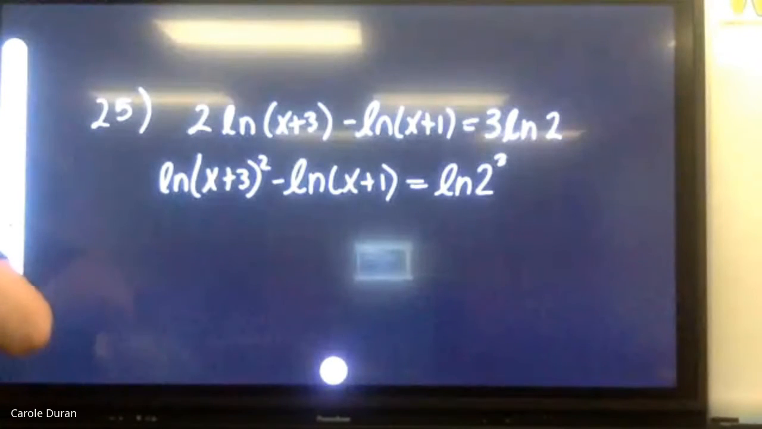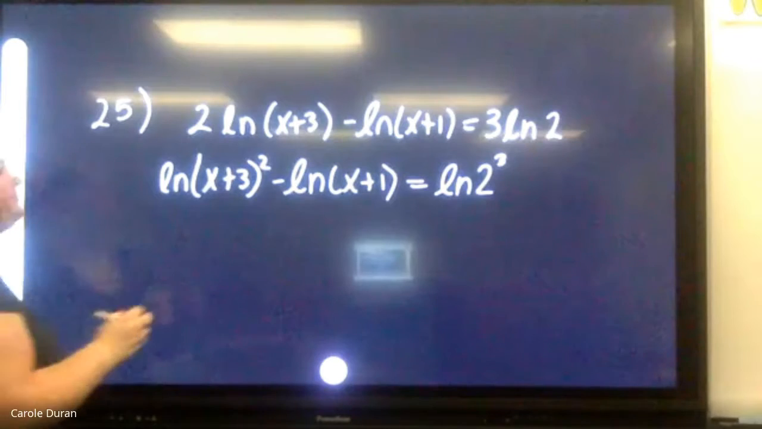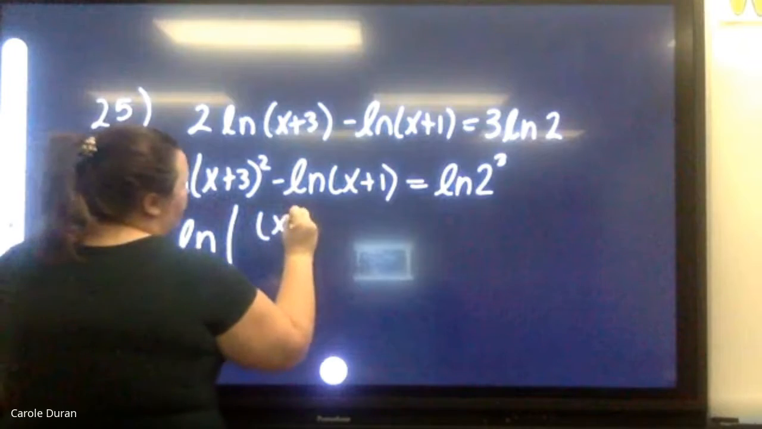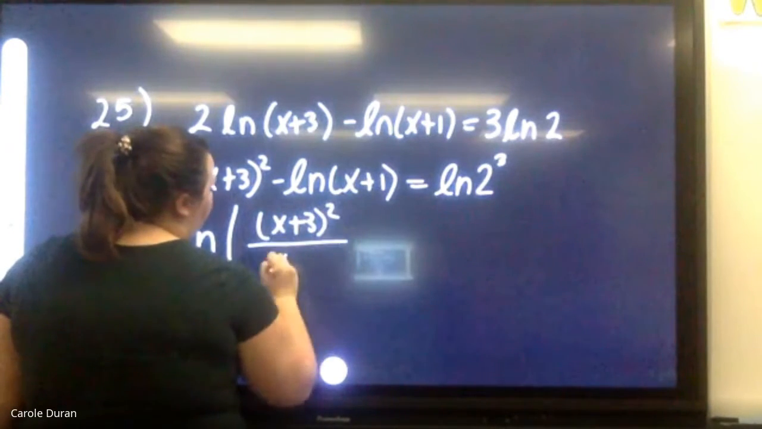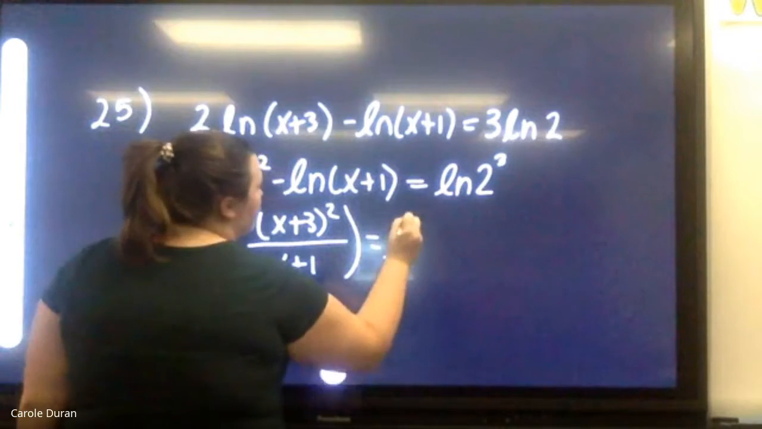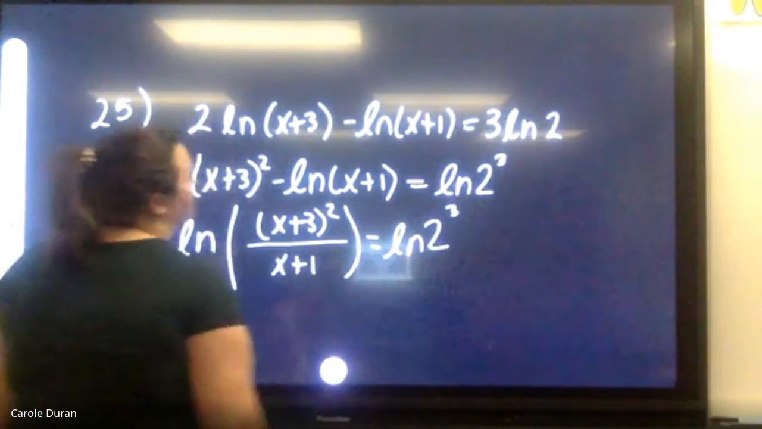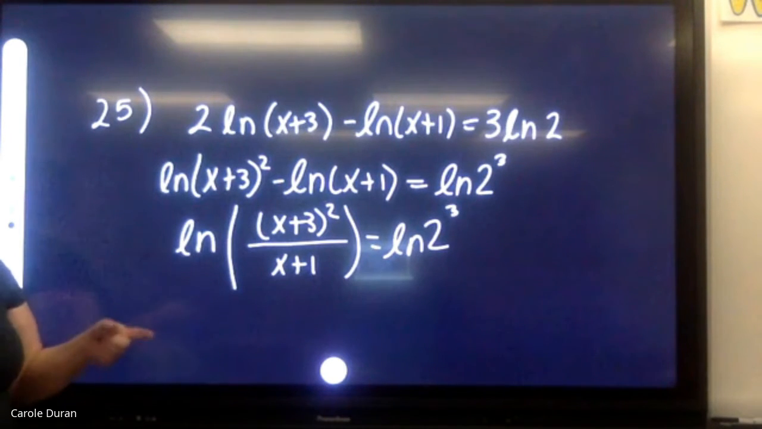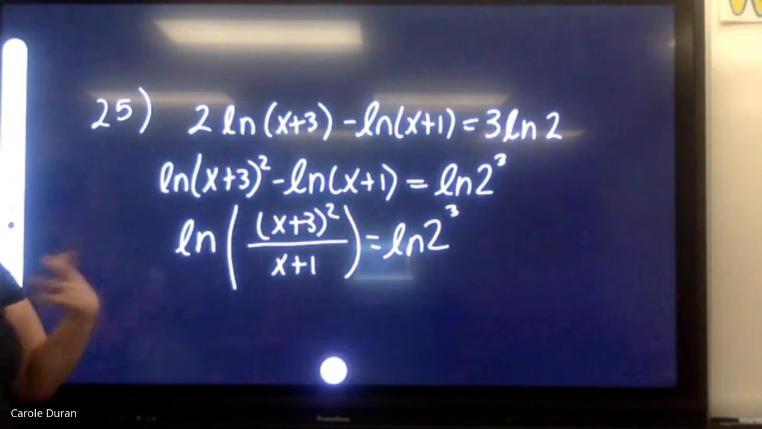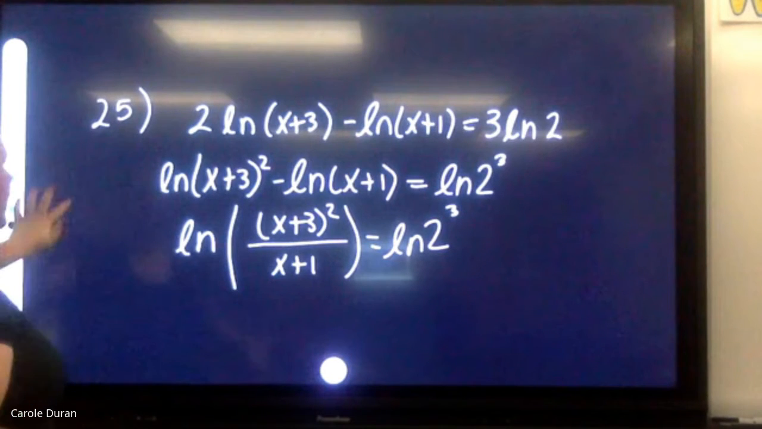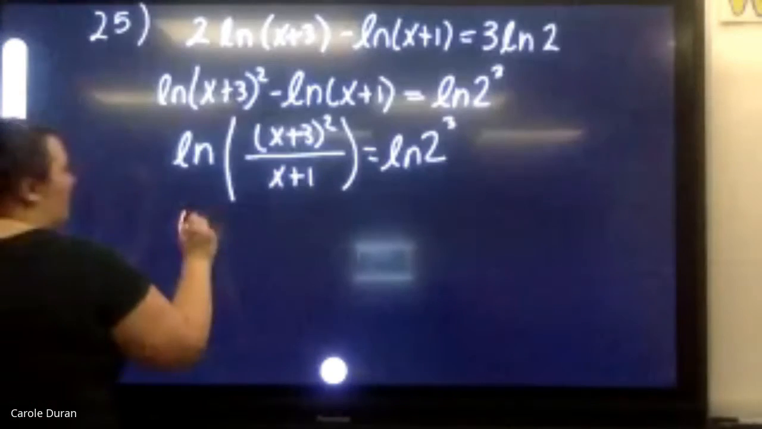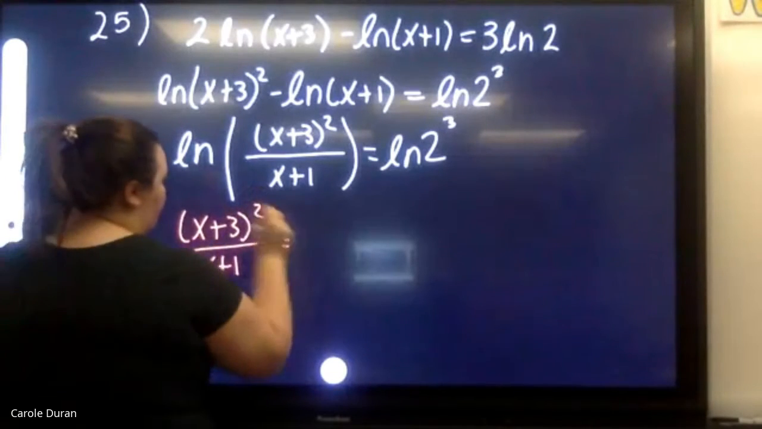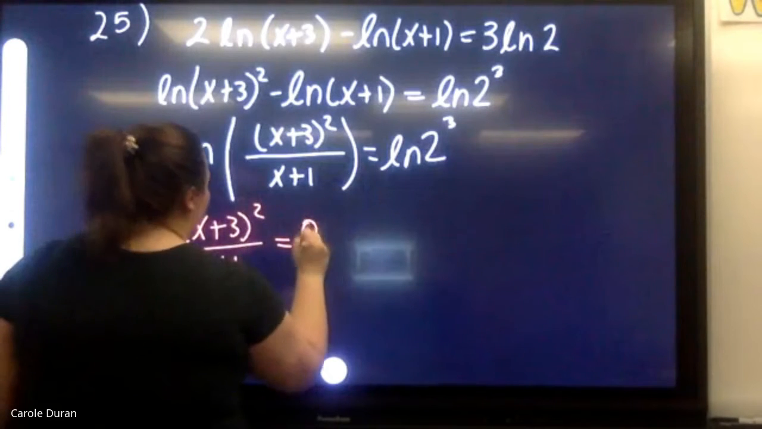I know subtraction actually means division. So then this is the same as natural log of x plus 3 squared over x plus 1 equals natural log of 2 cubed. The really cool thing now is I have a natural log on the left and a natural log on the right, just one on each, so they can cancel each other out. And then all I'm left with is x plus 3 squared over x plus 1 equals 2 cubed, which is 8.